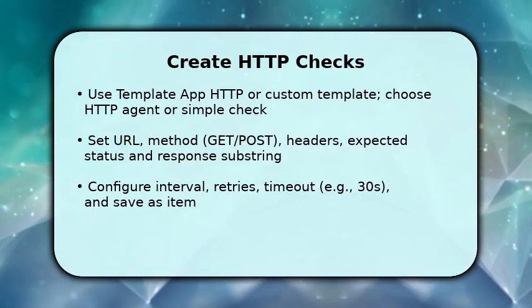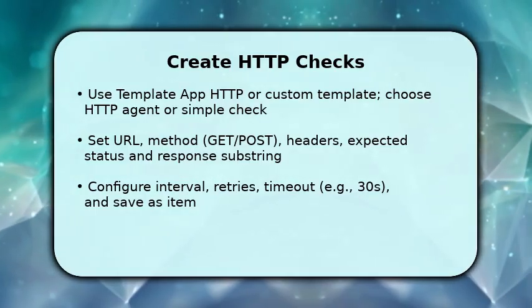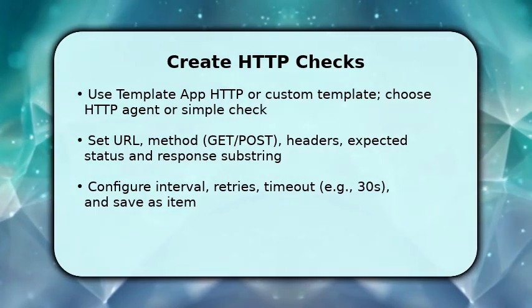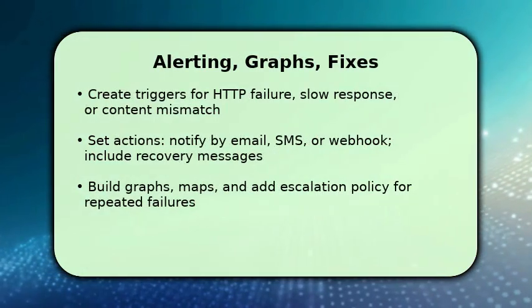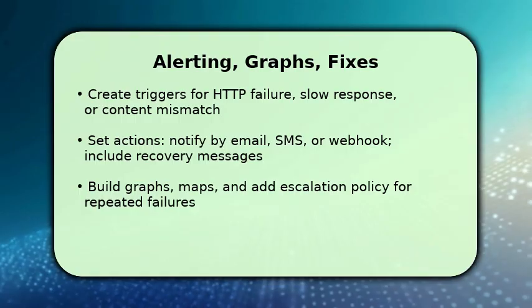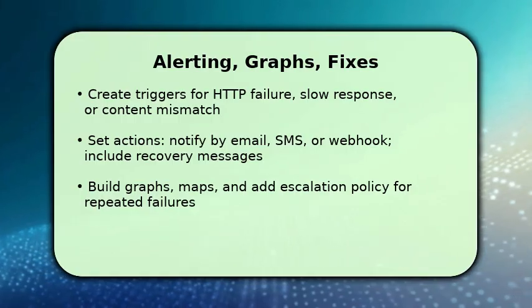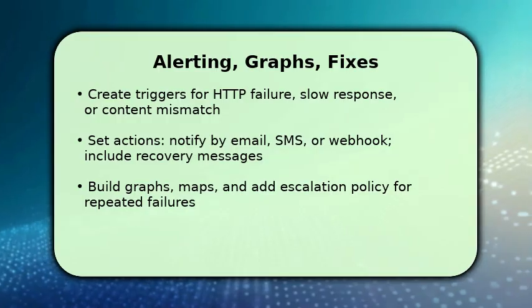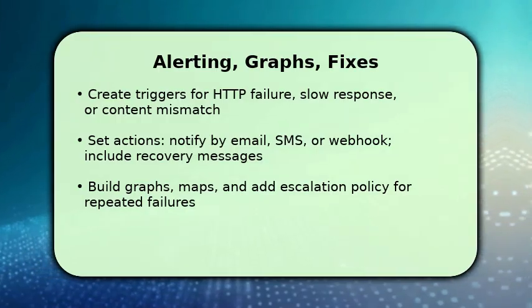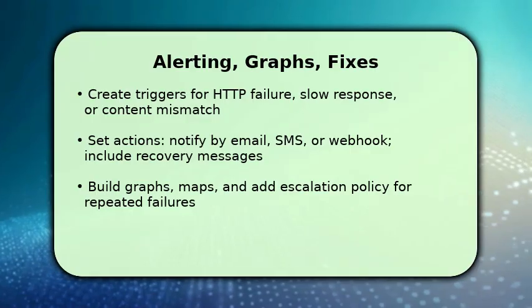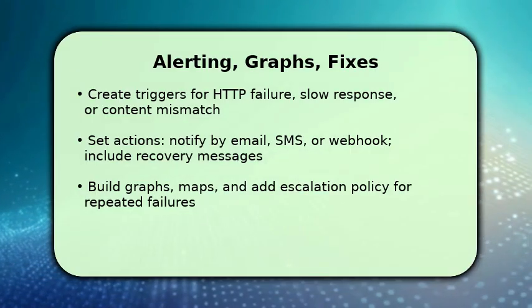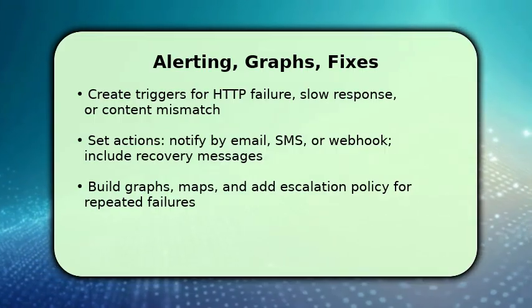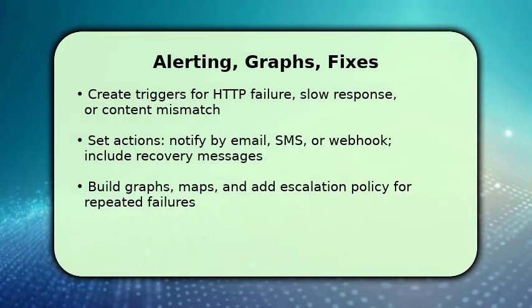After saving the item, link it to a template so you can finish by creating triggers for HTTP failures, slow responses, and content mismatches, because triggers drive alerts and automation. Once triggers exist, create actions that notify teams by email, SMS, or webhook and include clear recovery messages to avoid alert noise. Make dashboards and graphs to visualize response time trends and add escalation rules for repeated outages.